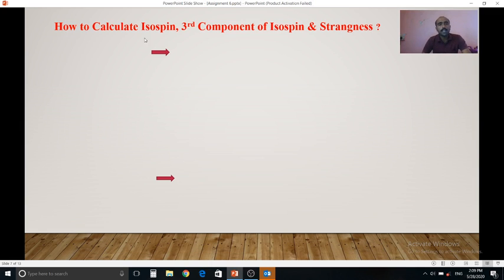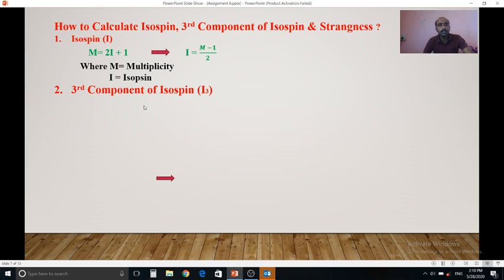After that we discuss how to calculate the third component of isospin and strangeness of an elementary particle. First of all we discuss the isospin. How to calculate the isospin I of an elementary particle using the multiplicity formula, capital M is equal to 2I plus 1. Rearranging this formula, isospin I is equal to (M minus 1) divided by 2. Using that formula we easily calculate the isospin of each and every elementary particle, where M is the multiplicity and I is the isospin.